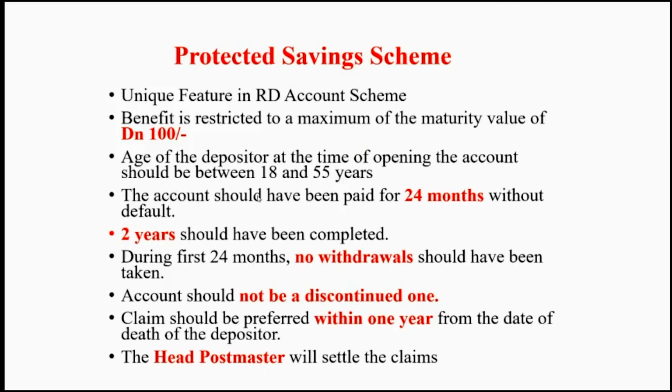Claim for this kind of protected savings scheme should be preferred within 1 year from the date of death of the depositor, and it will be sanctioned only by the head postmaster, not by the sub postmaster. So this is one of the striking features. Like insurance, whenever a depositor pays for 24 months, and if these conditions are satisfied, the nominee can get the maturity value of rupees 100. This is what we call the protected savings scheme.